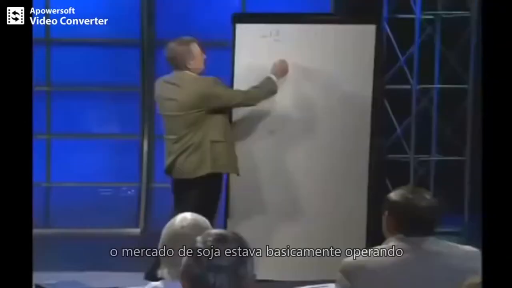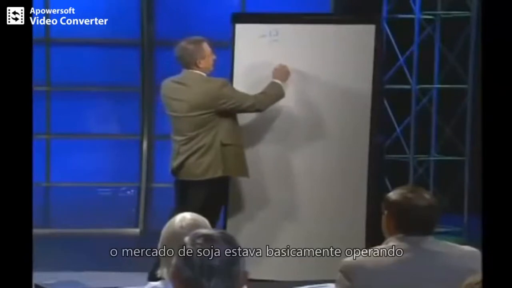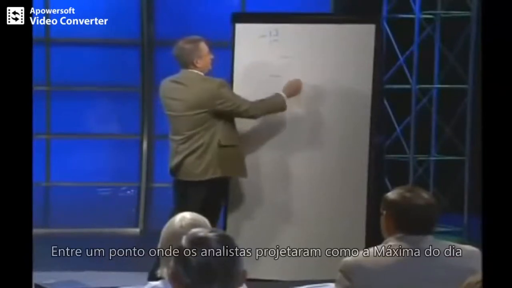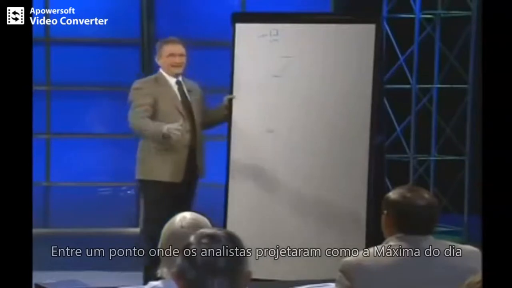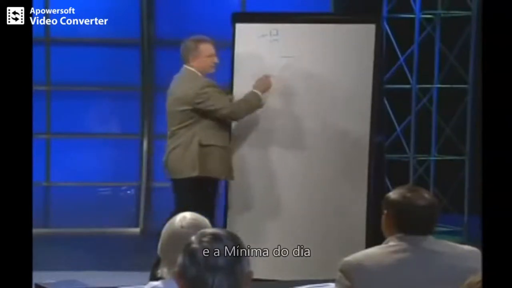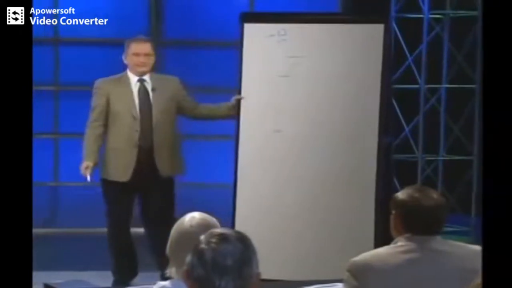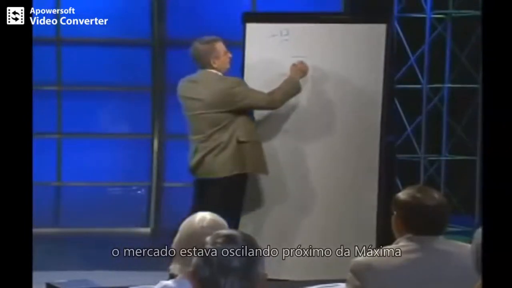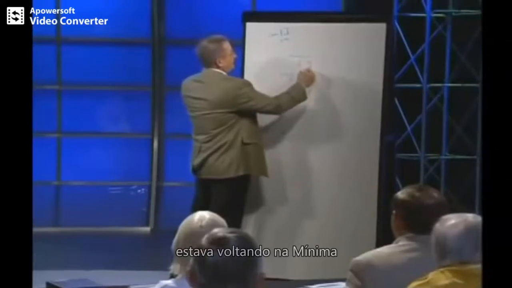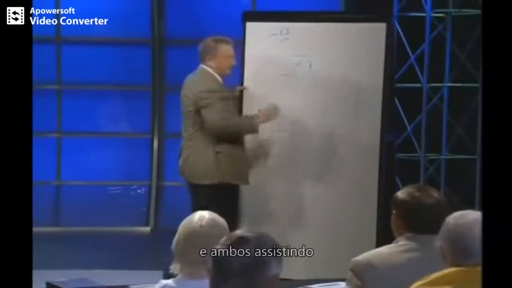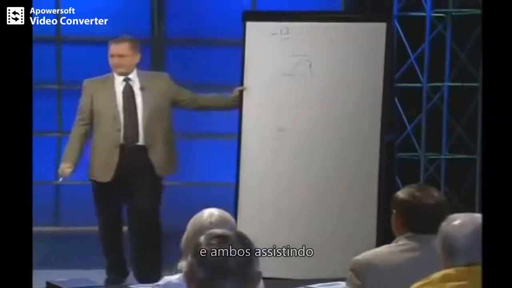The soybean market was basically trading in a range, about the middle of a range between what the analysts projected as the high of the day and the low of the day, okay? And so the market drifted around, maybe did a close to a test of the high, and it's coming down to the low, and they're both sitting there and they're both watching it right now.